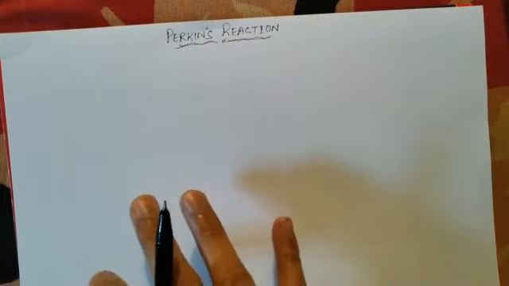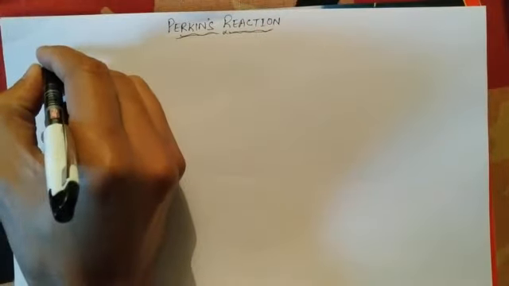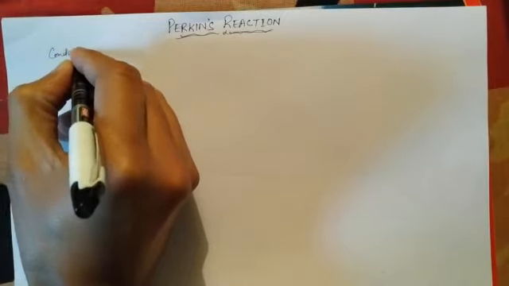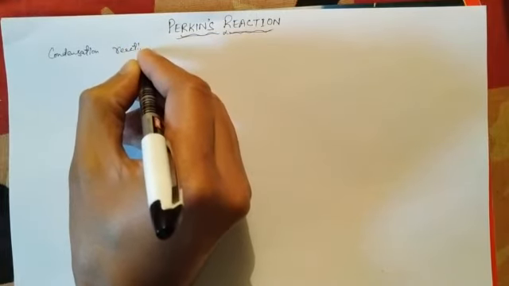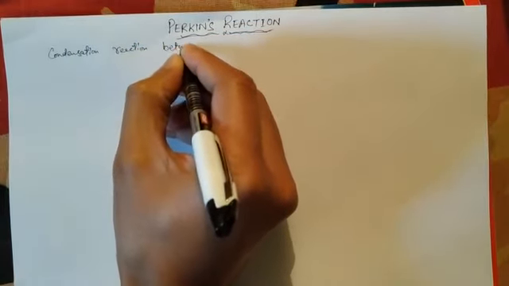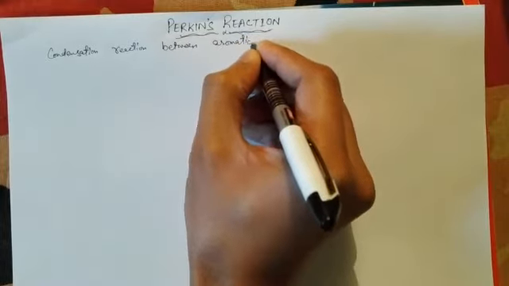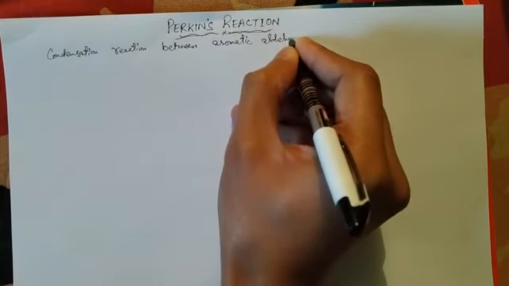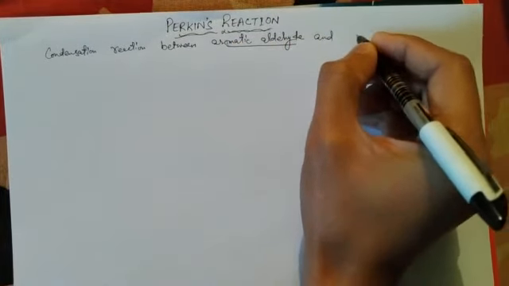What is Perkin's reaction? This is simply a condensation reaction between an aromatic aldehyde and an aliphatic acid anhydride. Anhydride, that is, of an acid.